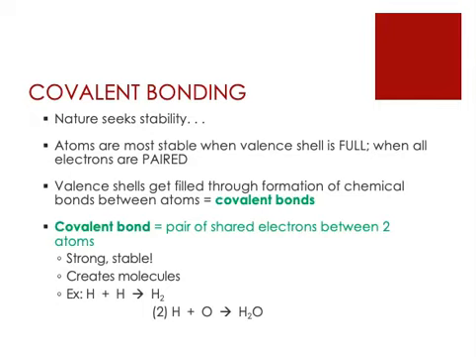It's covalent bonds that create molecules. So, for example, when two hydrogen atoms come together, each one of them has an unpaired electron. When they come together, they will share that pair of electrons. They will form a covalent bond together and become hydrogen gas, H2.